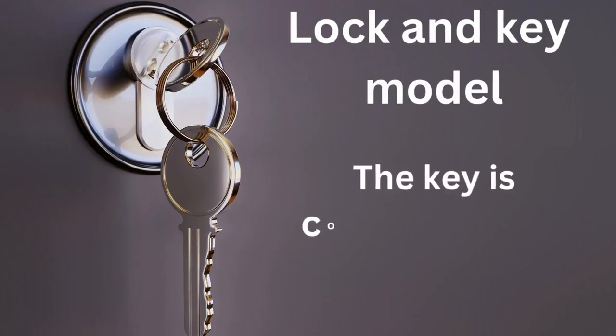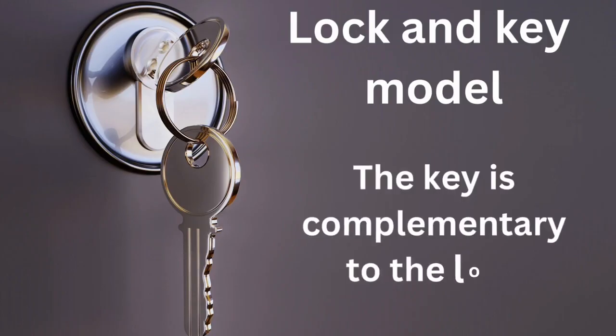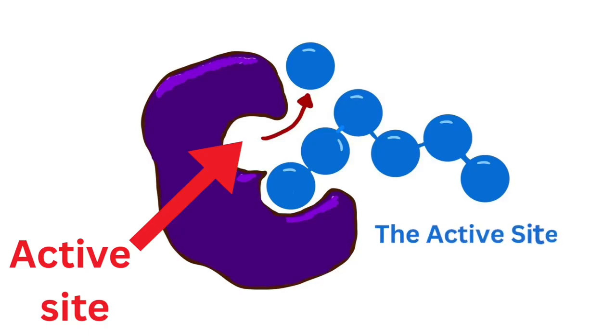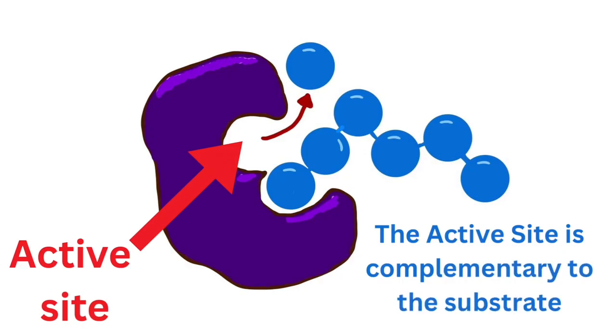We say that each key is complementary to one lock. Your key will open your front door, but it won't open anyone else's. In a similar way, we say that the active site is complementary to the substrate because one substrate will fit into the active site of one enzyme. Each enzyme has its own shape and will only fit one particular substrate.